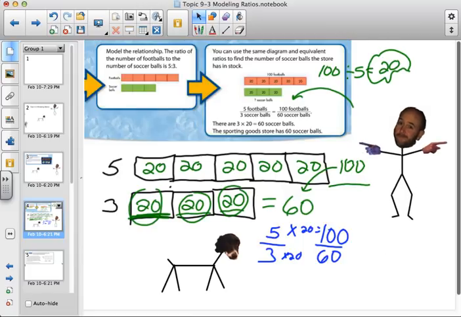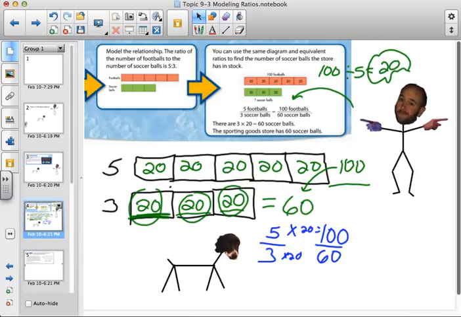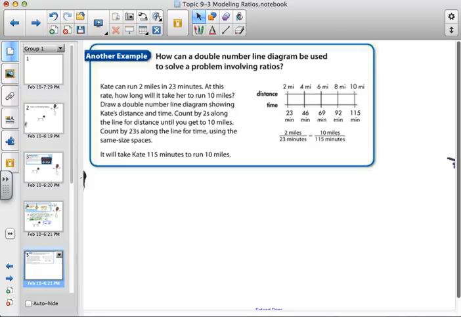Let's take a look at another problem. In this situation, we're learning about a double number line diagram. Okay, and this is the double number line diagram. What do you notice about the information on this? So take a look at it, and then look at the question here.